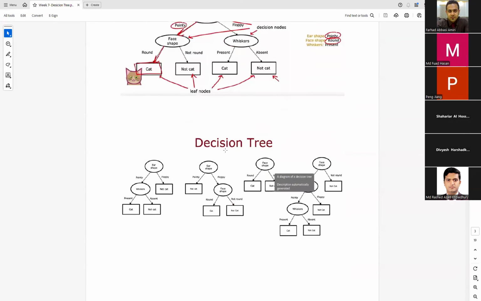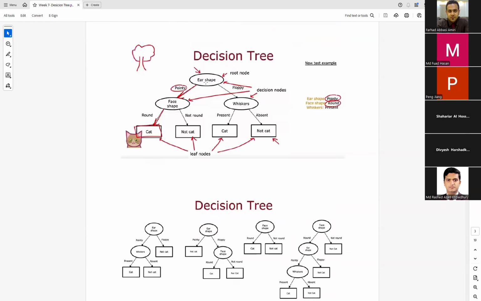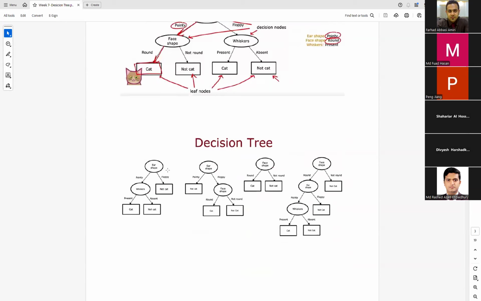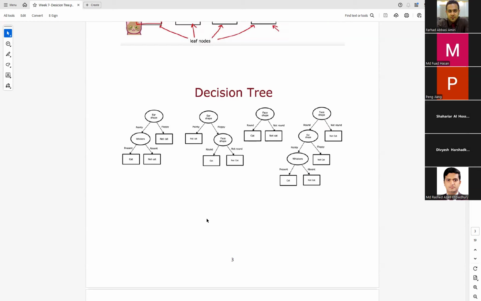But anyway, we have different structures for the architectures or patterns of a decision tree, right? For example, instead of this decision tree, we can have something like this: ear shape, and then whisker, and then the leaf nodes, or this type of decision tree, or this one, or this one. But which of them is correct? Should we use one of them or all of them?